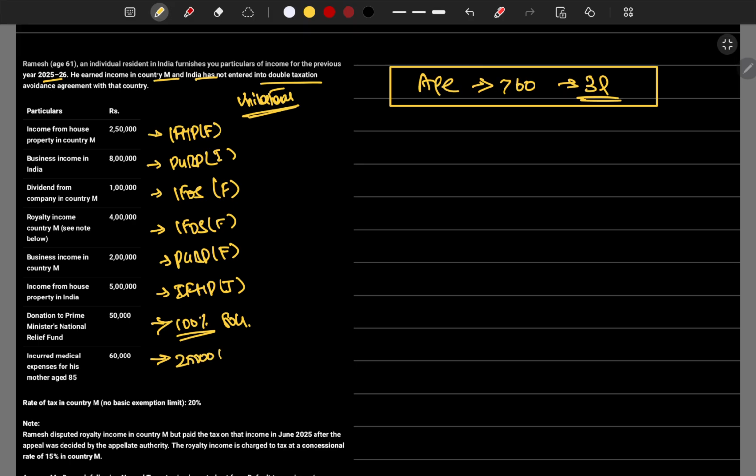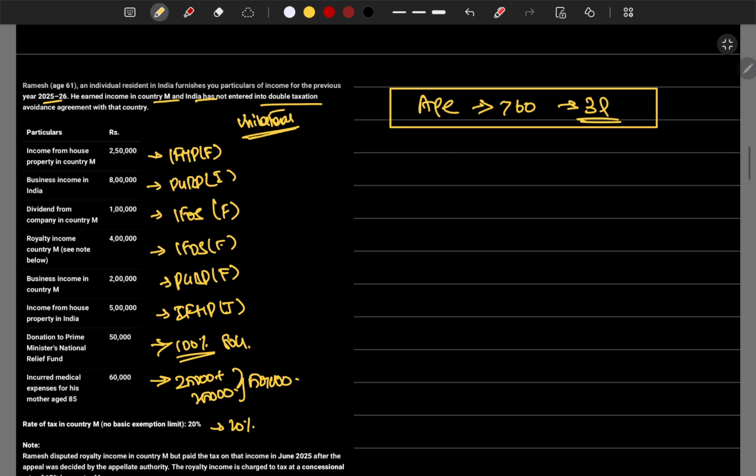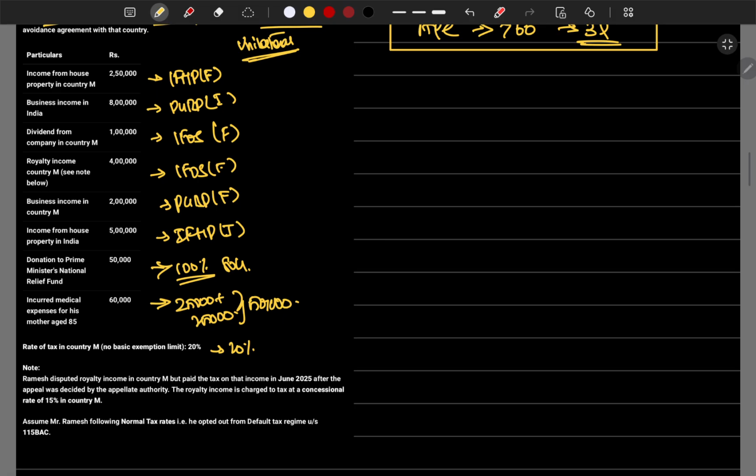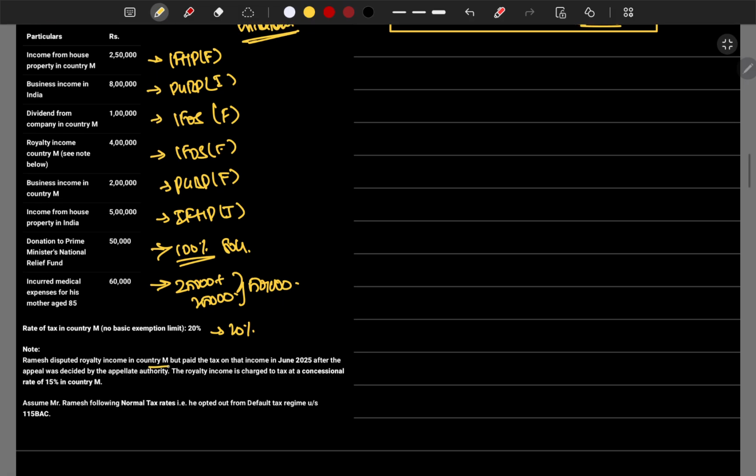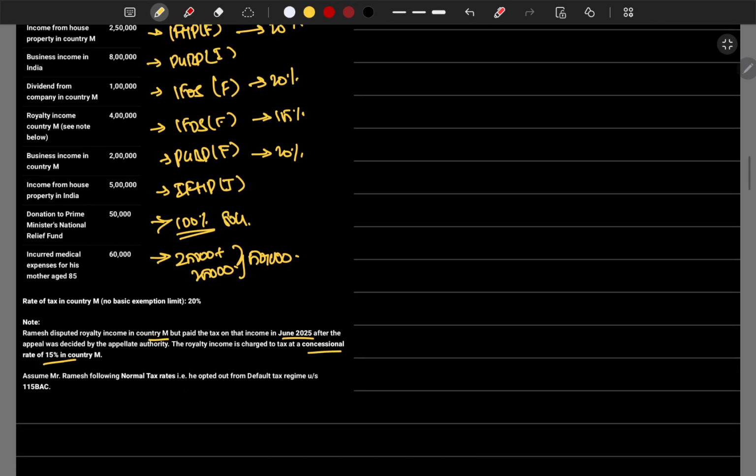Basic 25,000 plus senior citizen deduction, which is 25,000, total 50,000 deduction is allowed. Then they have given that the tax is 20% for country M, and also they have asked us to see the note for royalty. Disputed royalty income in country M, but paid the tax on that income in June 25 after the appeal was decided by the appellate authority. The concessional rate they have charged is 15%. Other than this, every other foreign income is taxed at 20%. Any other things?